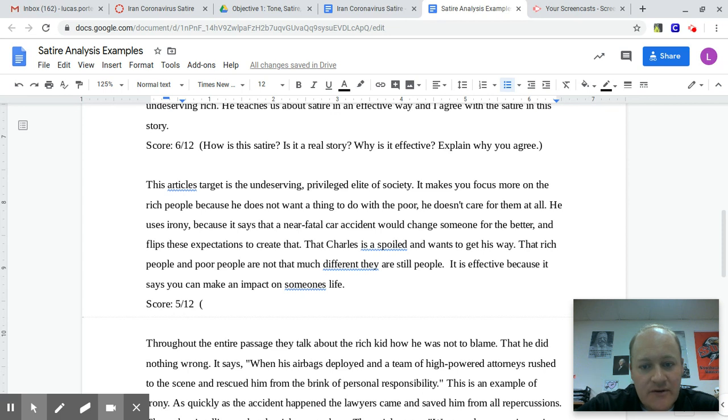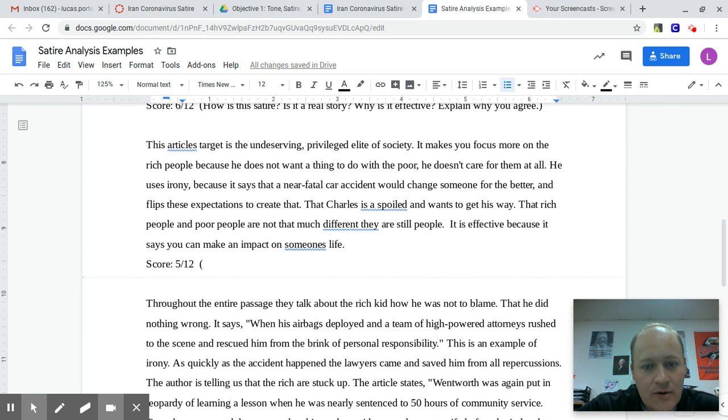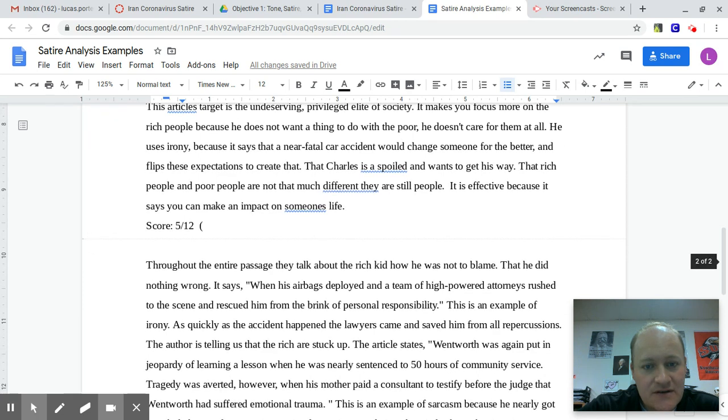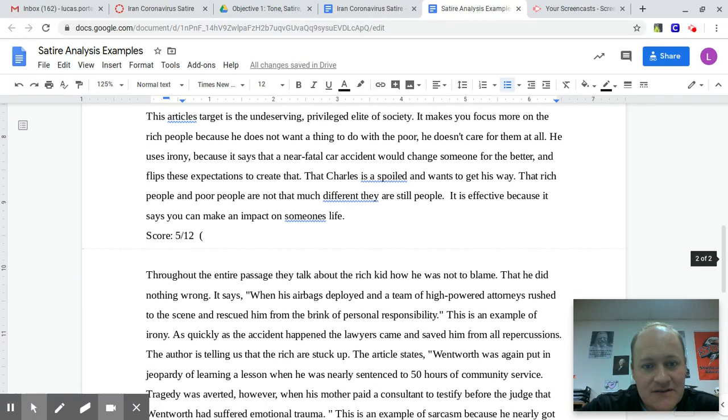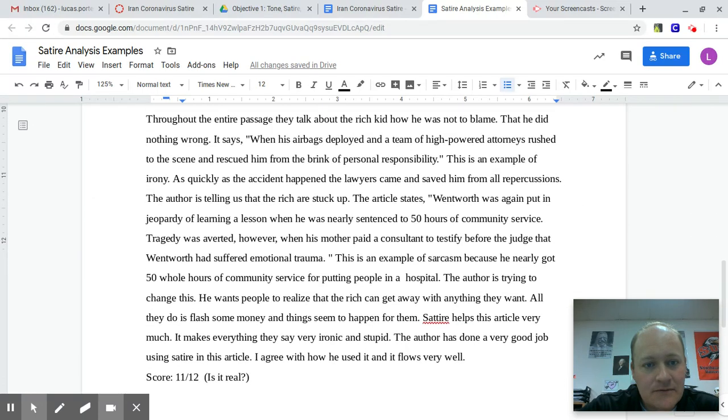That's just taking that out of one of my multiple choice answers there. That Charles is spoiled and wants to get his way. That rich people and poor people are not that much different. They are still people. It is effective because it says you can make an impact on someone's life. Okay, we're starting to get an answer there. It's sounding better. Again, don't have any direct quotes really, other than using my words from a multiple choice answer. So make sure you're quoting. Okay, and I'm probably being generous and giving that one a 5, but we'll try. We're learning. That's why we're doing this.